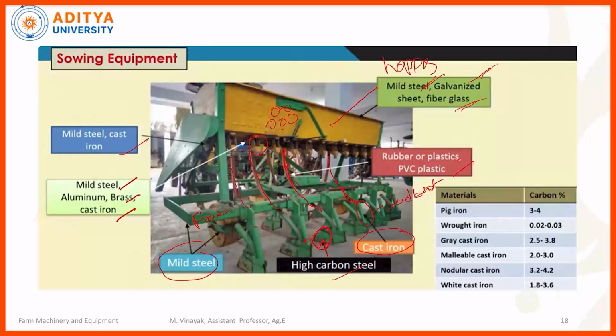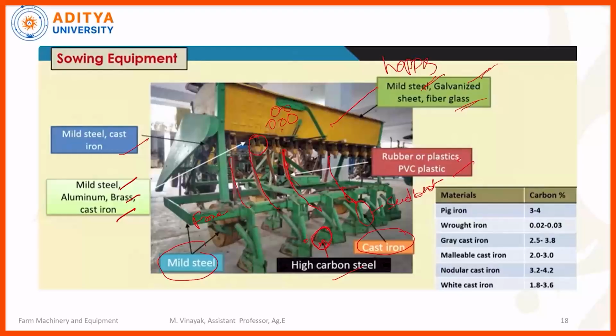So this one is a covering device. The entire seed cum fertilizer drill can be covered with this metal sheet. Compared to galvanized iron, this was very light in weight. That's why for covering purposes they use mild steel or cast iron. So this is the complete set of materials used in the seed cum fertilizer drill.